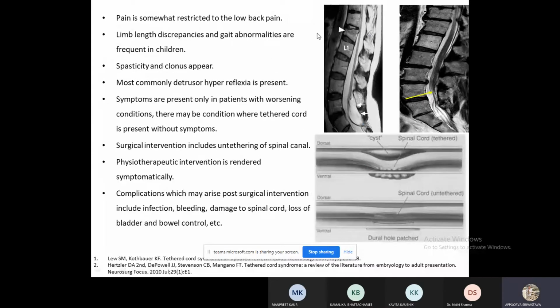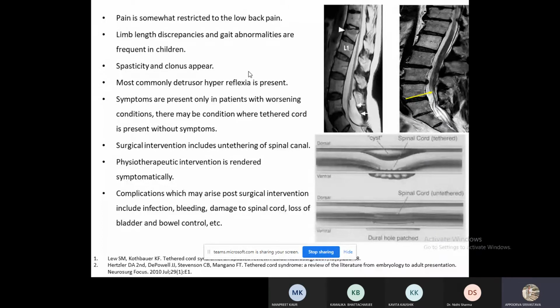Pain is somewhat restricted to the low back region. Limb length discrepancies and gait abnormalities are frequent in children. Spasticity and clonus appear. Most commonly, detrusor hyperreflexia is present. Symptoms are present only in patients with worsening conditions. There may be a condition where tethered cord is present without any symptoms. Surgical intervention includes untethering of the spinal canal.